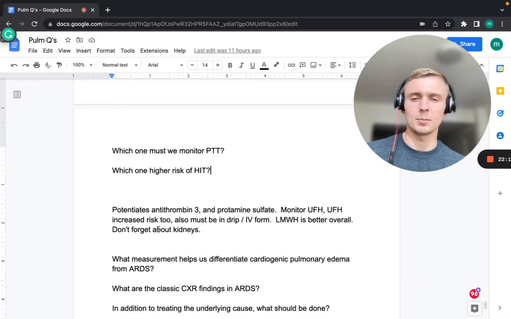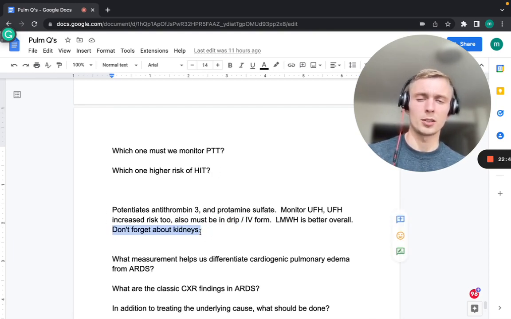So the mechanism is potentiates antithrombin 3. And the antidote is protamine sulfate. So again, protamine sulfate is the antidote for heparin. For unfractionated heparin, you need to monitor the PTT. Unfractionated heparin increases the risk of heparin-induced thrombocytopenia as well. And also for unfractionated, it has to be in a drip and IV form. That's why low molecular weight heparin is overall better, but you have to be concerned about the kidneys as well. So especially with creatinine clearance under 30, you have to be worried about the kidneys and heparin, especially low molecular weight heparin.